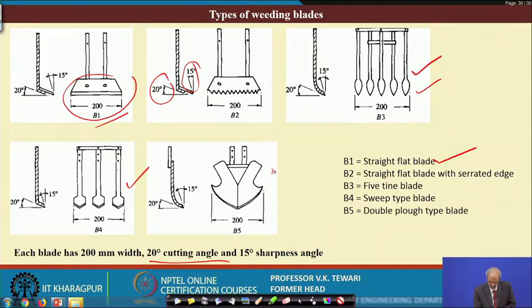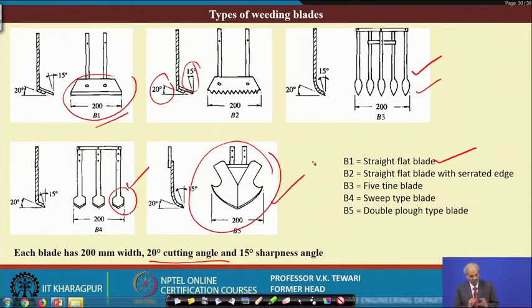Now, this is the one which has some similarity to this, but it also puts the soil onto the plant when it is operated in between the row crops. What will it do? It will put the soil on the side, beneath the plants, and that is why this has an advantage over the others. So, all these 5 types of tines have been used. They have the same width, the same cutting angle and the same sharpness angle.